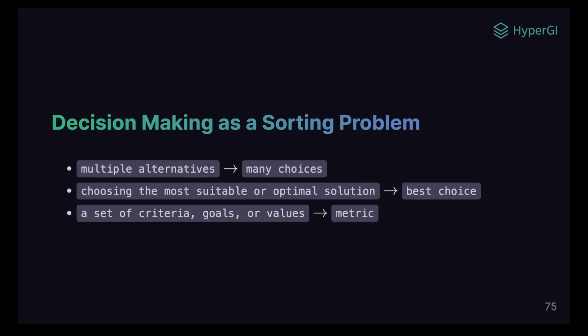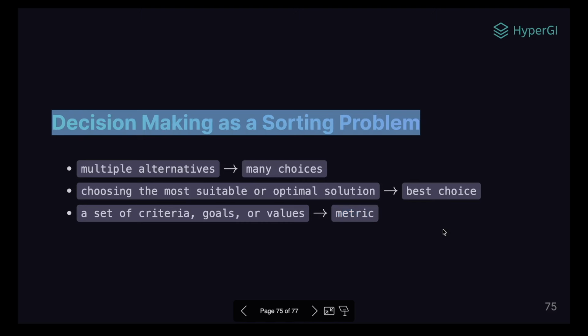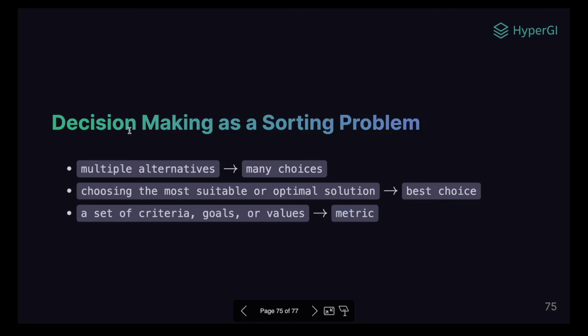If you look at this, the multiple alternatives basically means you have many choices, right? It's a set. Choosing the most suitable optimal solution means you will have to have a best choice. A set of criteria, goals, or values is about the metrics. Then, to put those three together to have the best choice is just a ranking. It's a sorting problem. You have something and you rank them based on the criteria. After you rank them, you get the best choice.